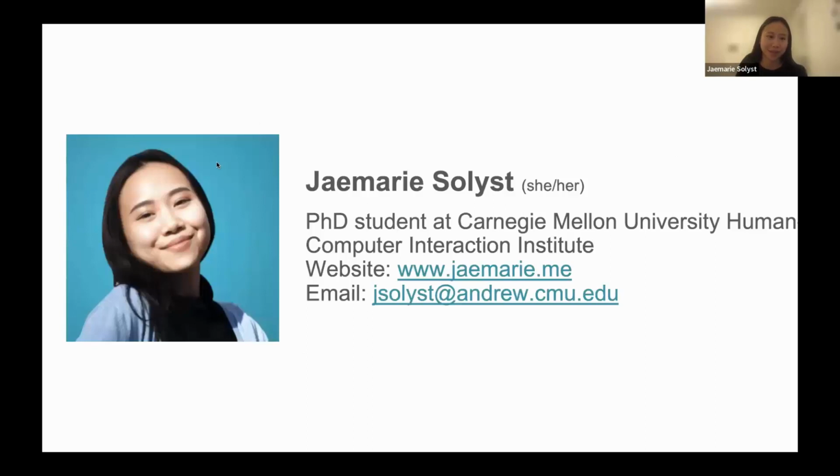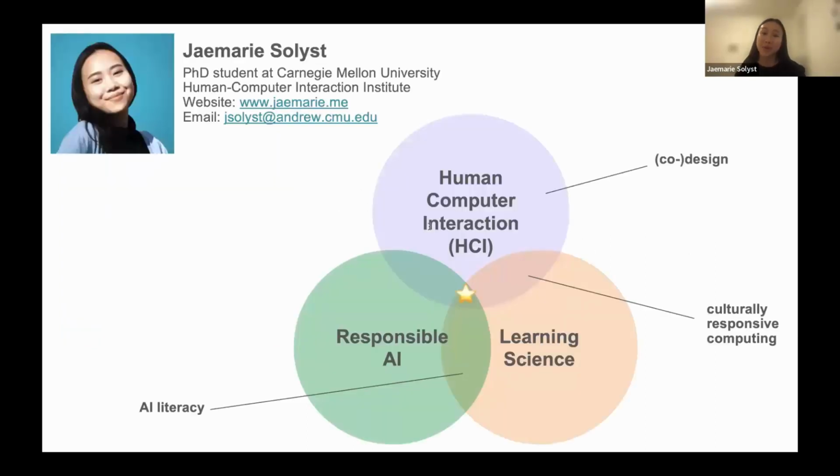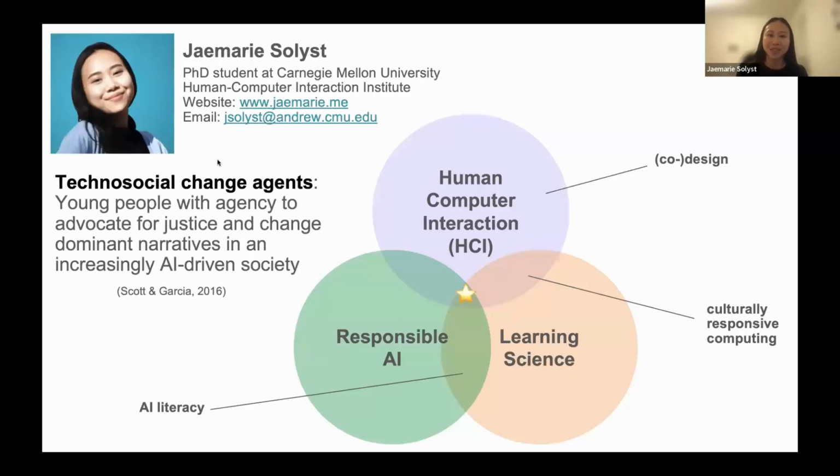My work is broadly at the intersection of human-computer interaction, learning science, and responsible AI, and I am a mixed methods researcher, and so I also take a design-based research approach. And I'm really interested in positioning marginalized youth as techno-social change agents, an idea that comes from culture-responsive computing. In other words, young people who have agency to advocate for justice and change dominant narratives in an increasingly AI-driven society.